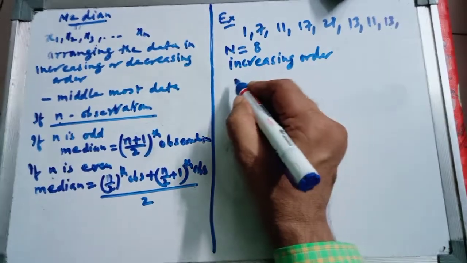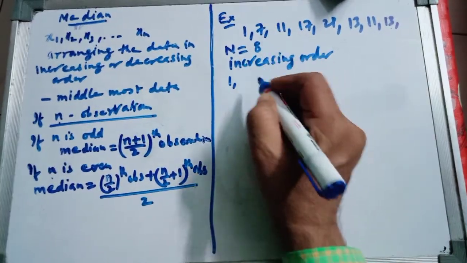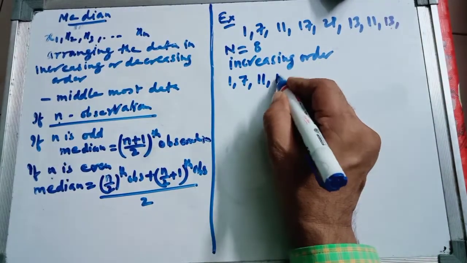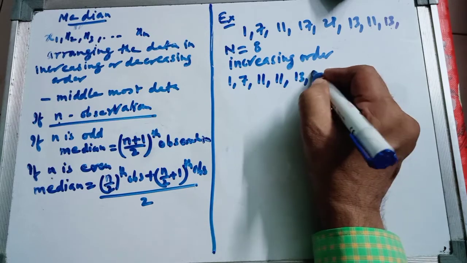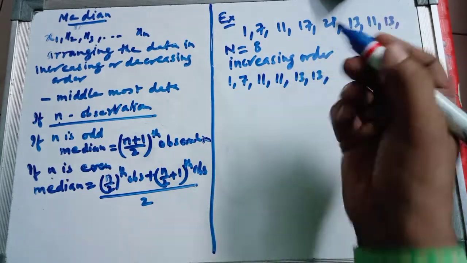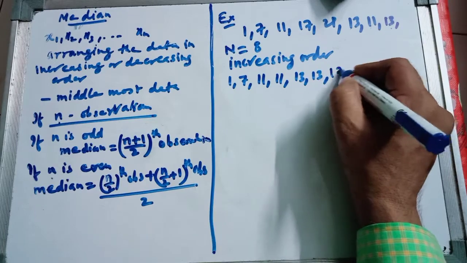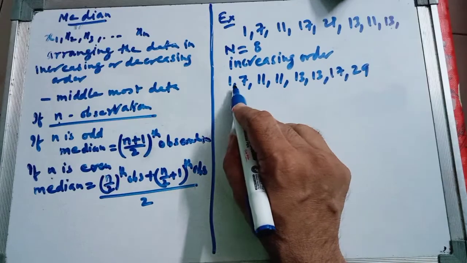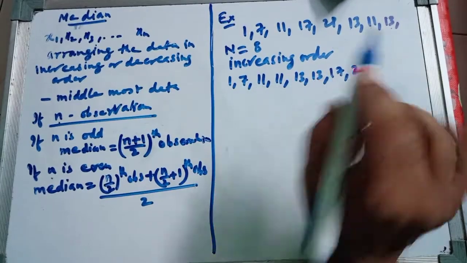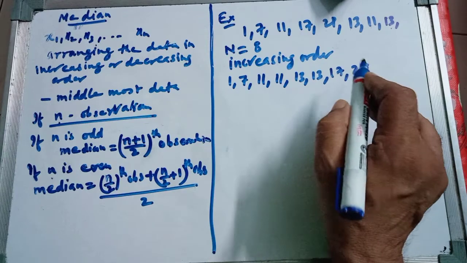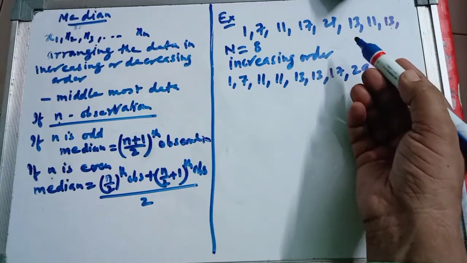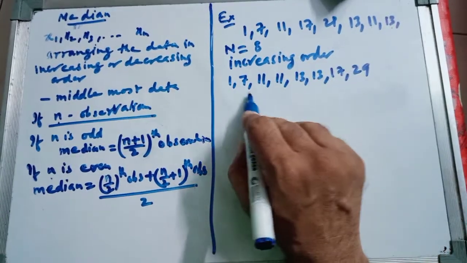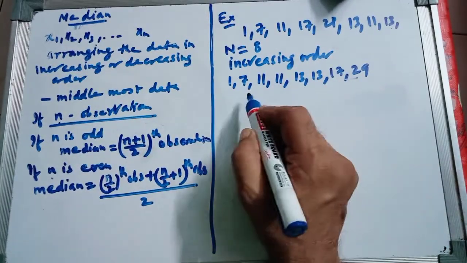So when you arrange it, see, first number is 1, next number is 7, next is 11, next is again 11, then next is 13, again next is 13, next number is 17, and then last is 29. So after arranging, you count once again: 1, 2, 3, 4, 5, 6, 7, 8. You should count it and confirm if you have missed out any number, or if you are writing any number twice more than whatever is given. So to cross-check that counting, and then you have to write the median.